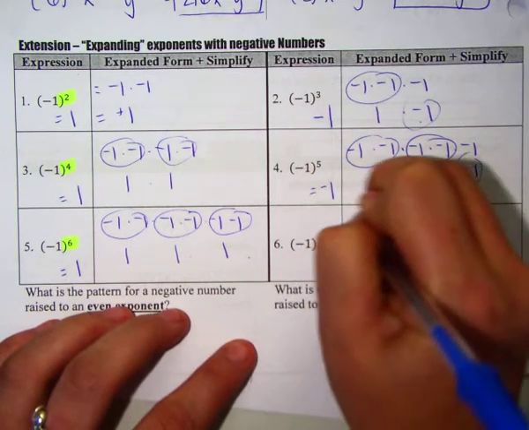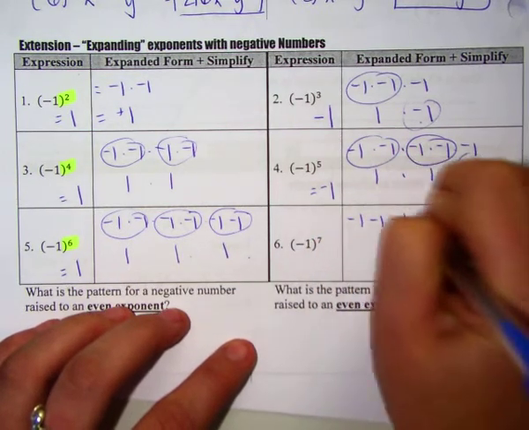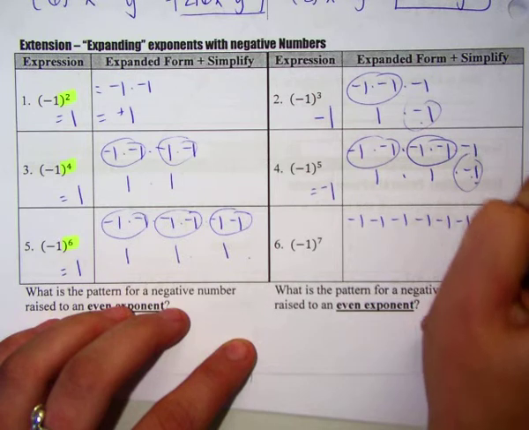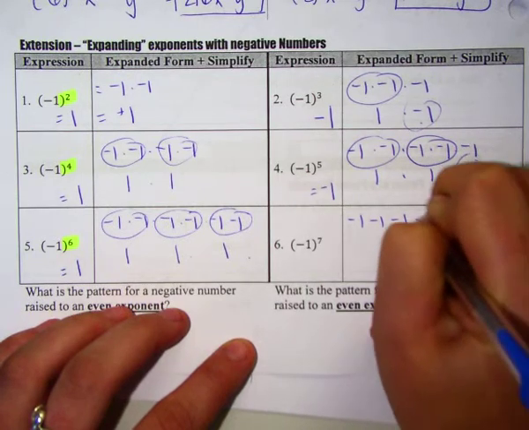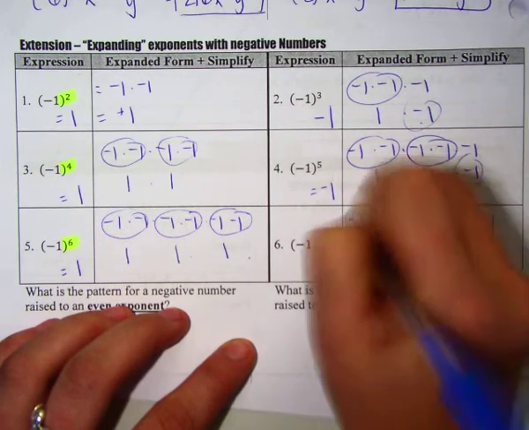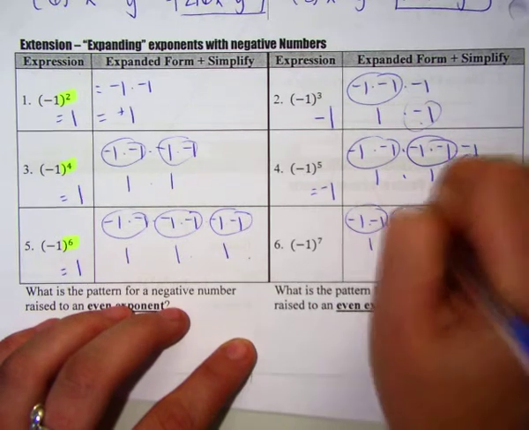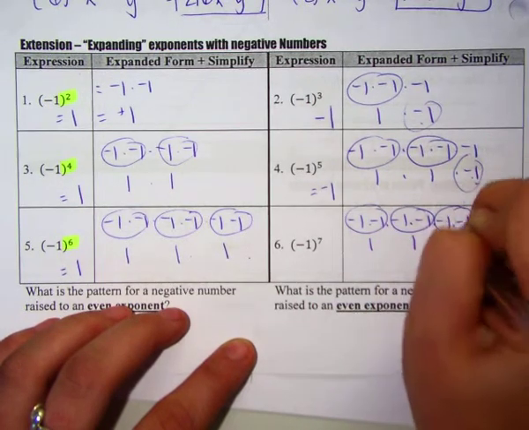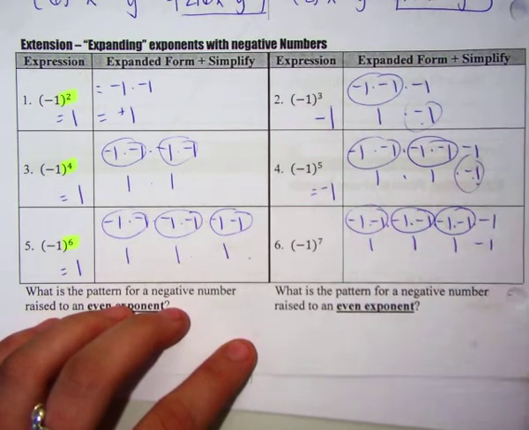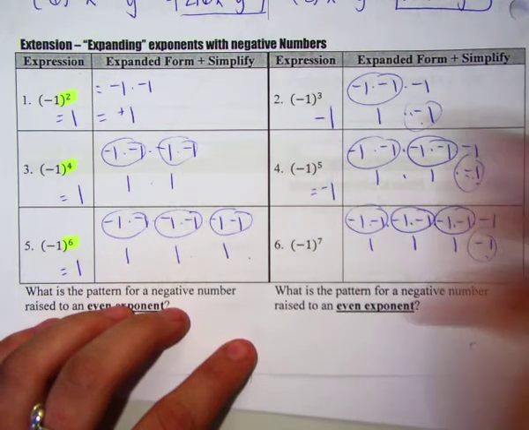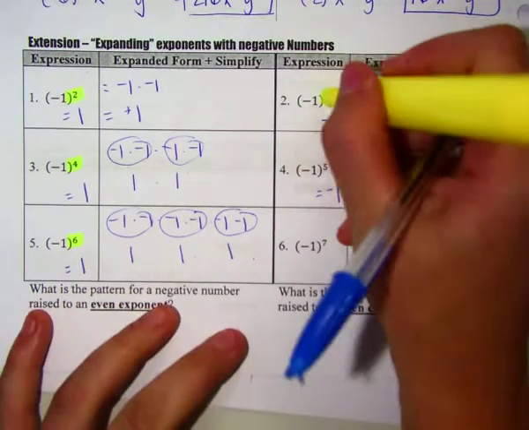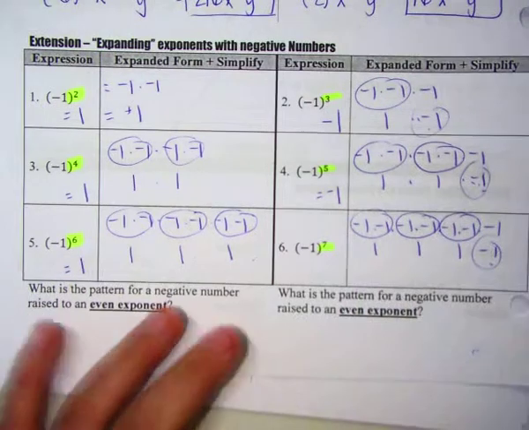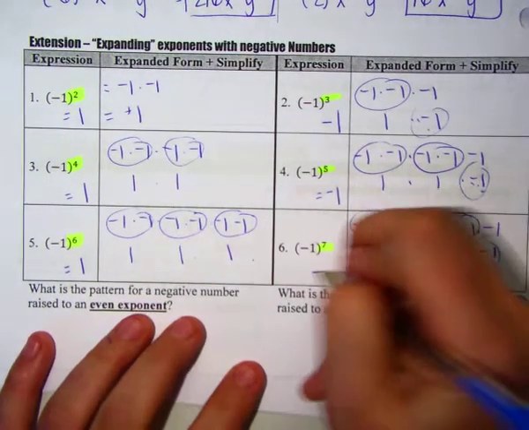Let's check to the 7th. Negative times a negative is a positive, negative times a negative is a positive, negative times a negative is a positive, times a negative 1. So notice that there's always this 1 left over when there is an odd power, and you're always going to get a negative 1.